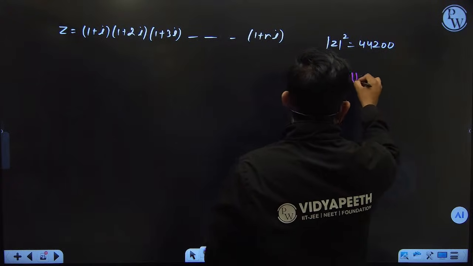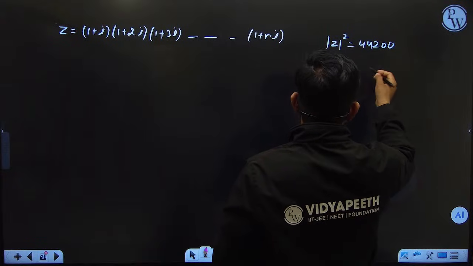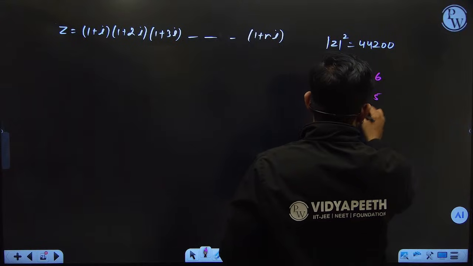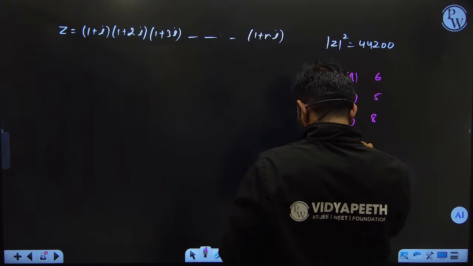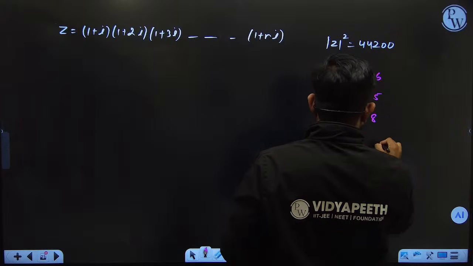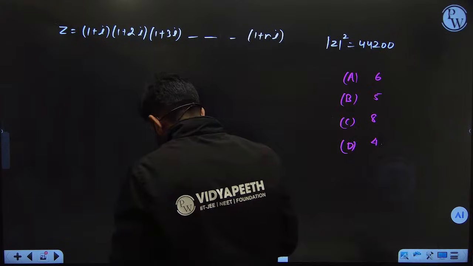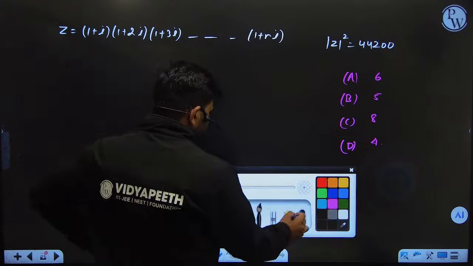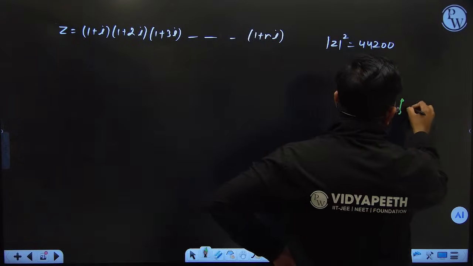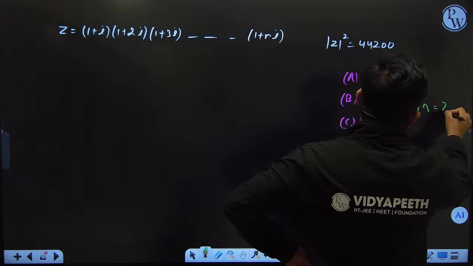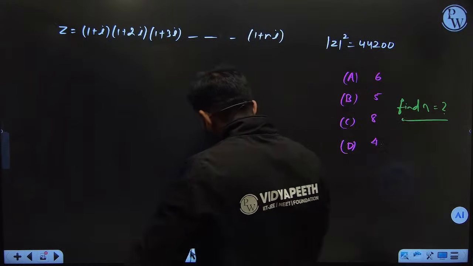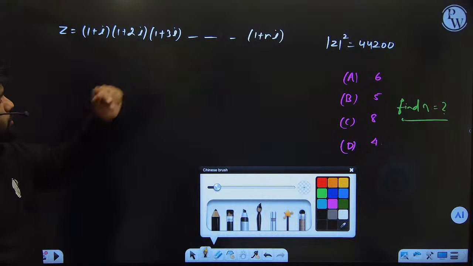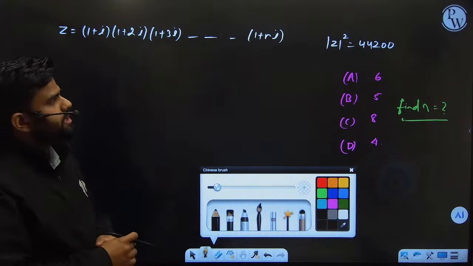So we need to find the value of n. The first option is 6, the second option is 5, the third option is 8, and the fourth option is 4. Find the value of n. So what we need to do here is find n.